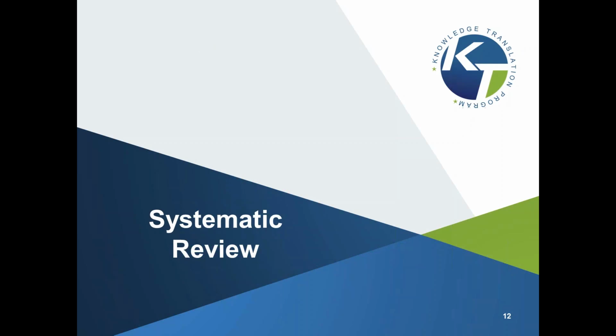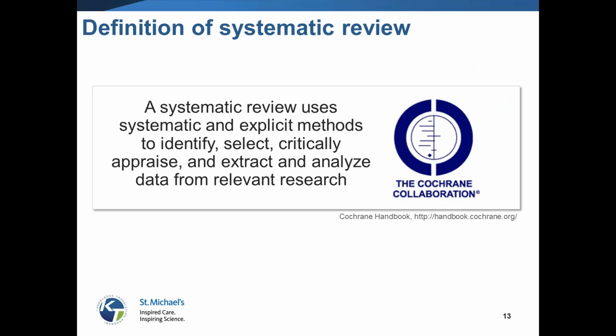Great. So thank you so much to Arun, who actually gave an example of a systematic review. So this is perfect and leads right into my next portion of the presentation. So a systematic review, as the Cochrane collaboration definition notes, uses systematic and explicit methods to identify, select, critically appraise, and extract and analyze data from relevant research.